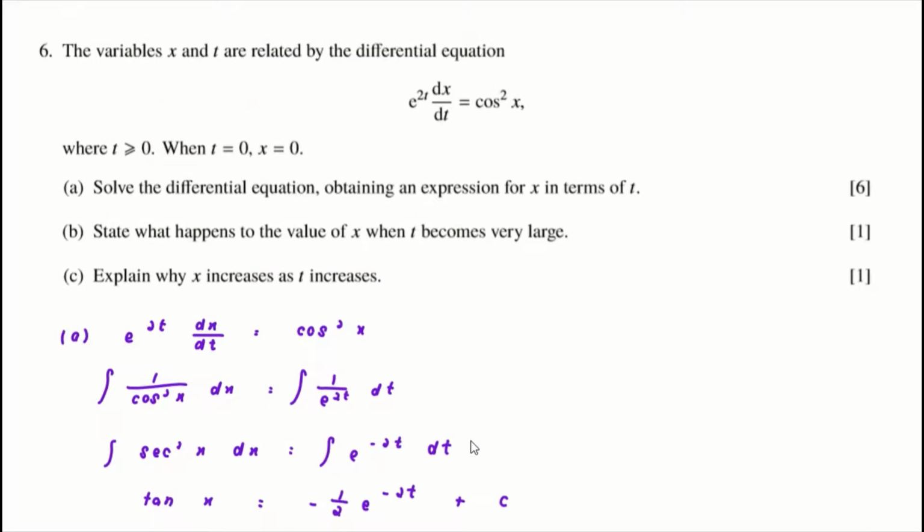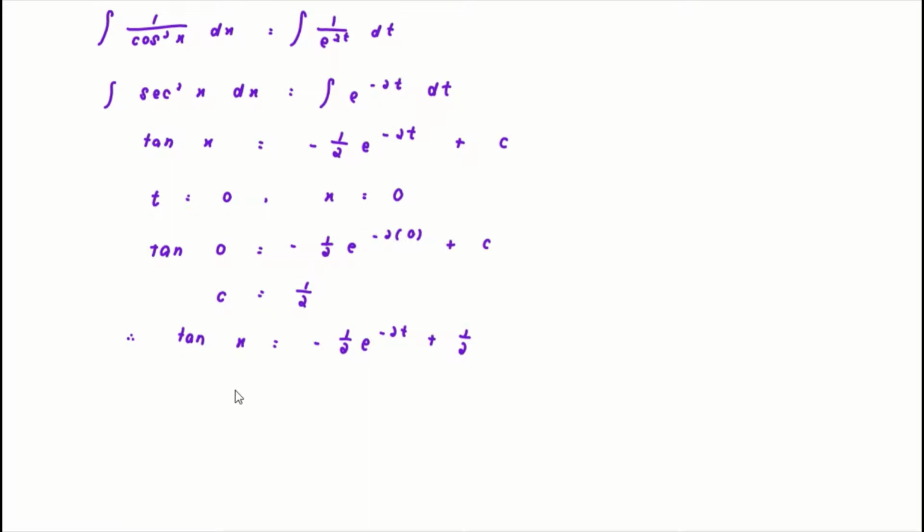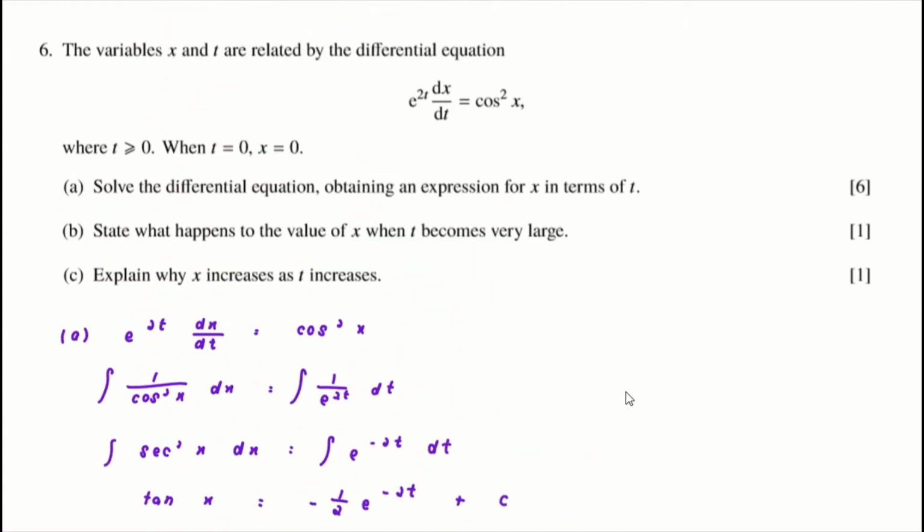The question wants you to obtain an expression for x in terms of t. So you need to bring the tangent to the other side, so tangent inverse. I guess there's no need to rearrange this further. So x equals tangent inverse of negative 1 over 2 e to the negative 2t plus 1 over 2. You can just leave your answer like this. Okay, so that's the part for A.